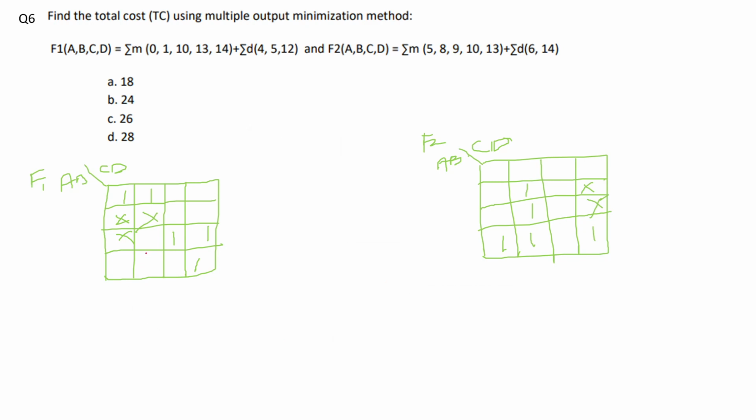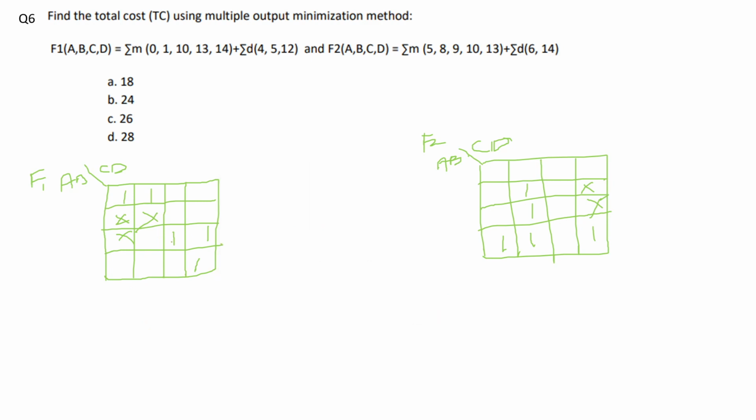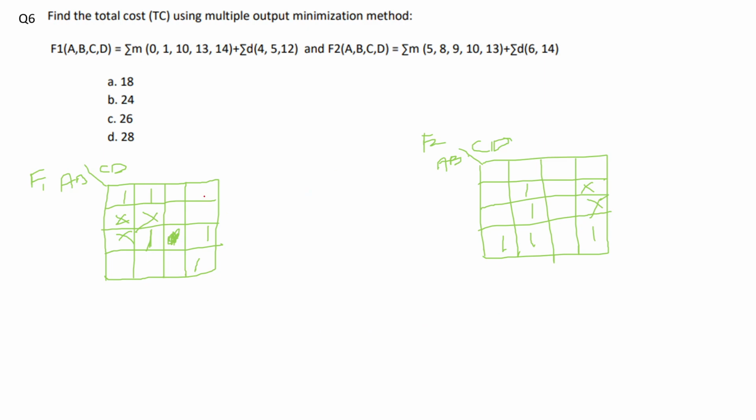Now here it is 1, here there is no 1. Now see whatever can be shared and marked. First this thing with this thing, also this thing will be shared with this thing, and then we have this term.